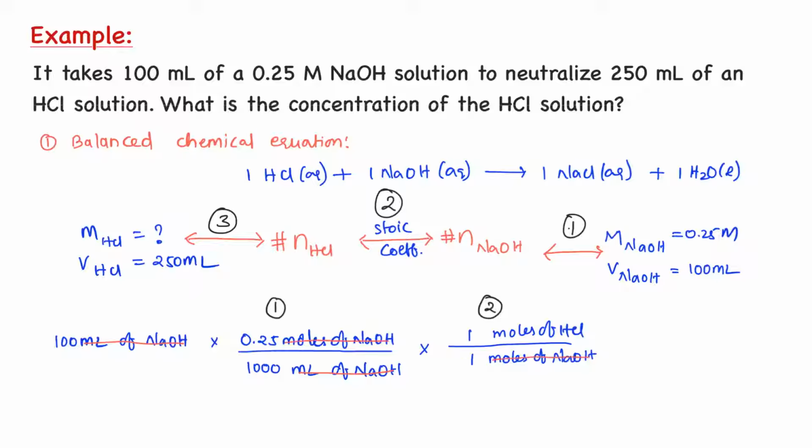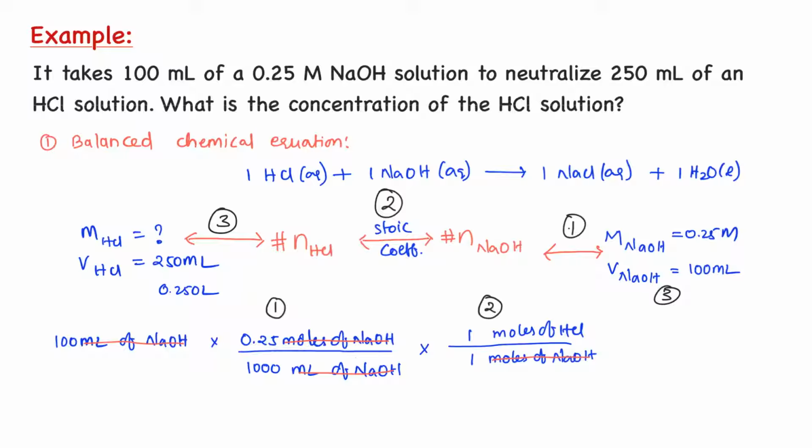Moles of sodium hydroxide gets cancelled. Now my answer is in moles of hydrochloric acid. Next, I am going to use the moles of hydrochloric acid and volume of the hydrochloric acid solution given to calculate the molarity. The volume of hydrochloric acid solution is 250 ml, which is 0.250 liters.